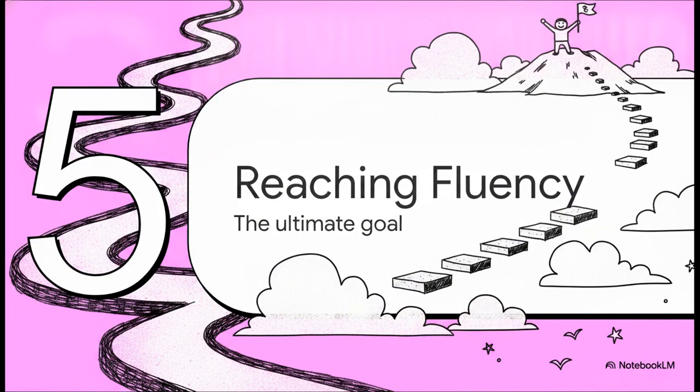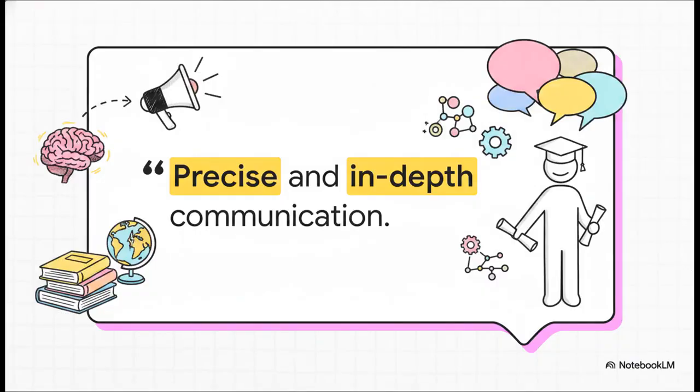Finally, Section 5, Reaching Fluency. The ultimate goal: precise and in-depth communication in all scenarios. This quote brilliantly illustrates the ultimate HSK Level 9 goal. Precise communication means those early pinyin rules and those tricky tonal shifts you are mastering right now in grade 7 have become an automatic, flawless extension of your own thoughts. You are speaking with native-like precision.